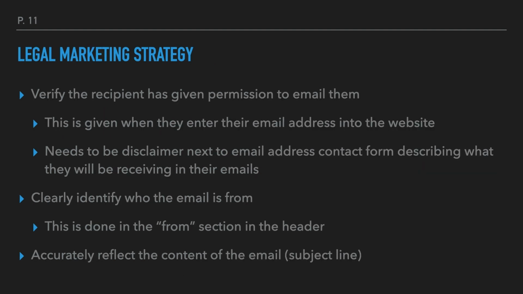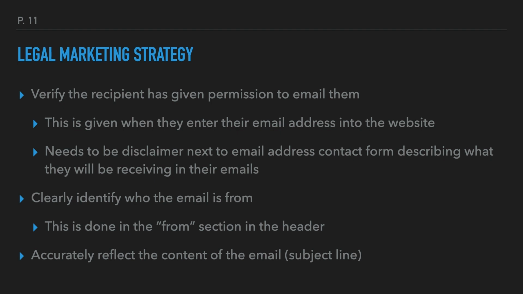The first thing to do is make sure you have permission to email the people on your list. This is usually done by typing their email on the website, when the user is informed that they are typing in their email or phone number to receive future emails and or texts from the company. The next thing is to make it clear who the email is from and to accurately reflect the content of the email in the subject line. Putting the company name in the From section and having an accurate subject line makes it clear to recipients that it is a promotional message.